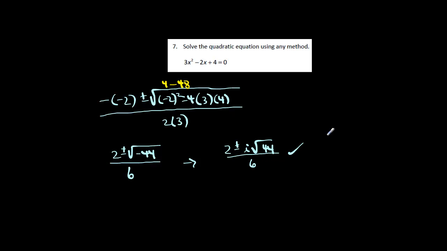That's an acceptable answer. If you used another means of doing it, you probably would have gotten 1 plus or minus i root 11 all over 3. This would also be another acceptable answer, because the square root of 44 can be broken down, and then you can cancel the 2, the 6, and the 2 to get this. But either one of these is correct.